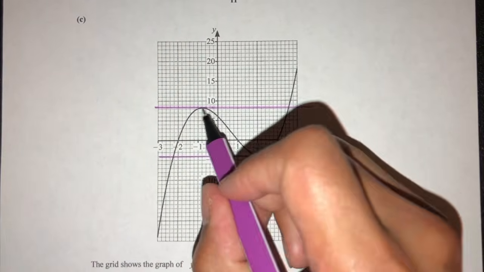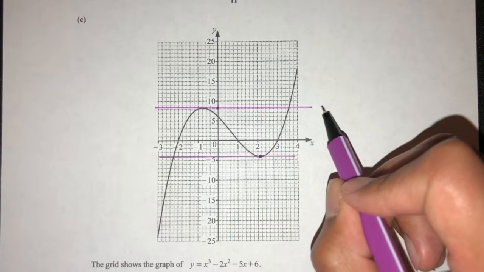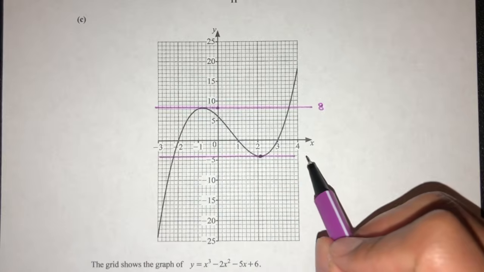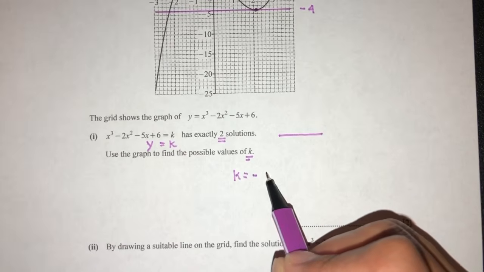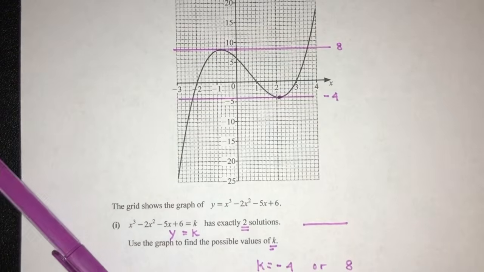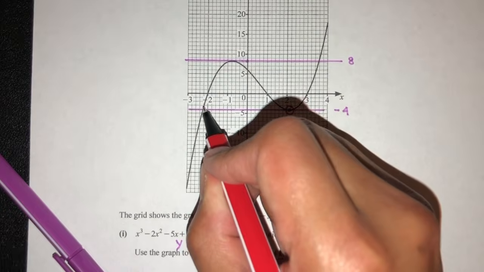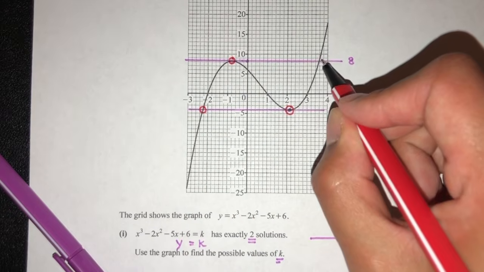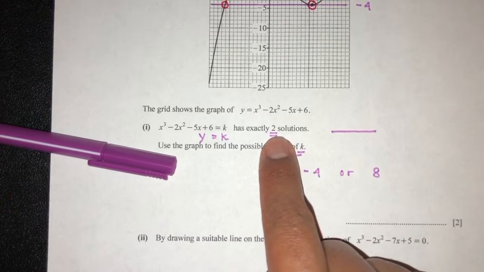Now you can see the value here could be what? That will be 6, 7, 8, so 8 approximately, and that is minus 4. So you can see the value of k could be minus 4, or it could be 8. Now what does that mean? For example, when we draw this line, we only have 2 points of intersection here and here, here and here. Two points of intersection means we have exactly two solutions.